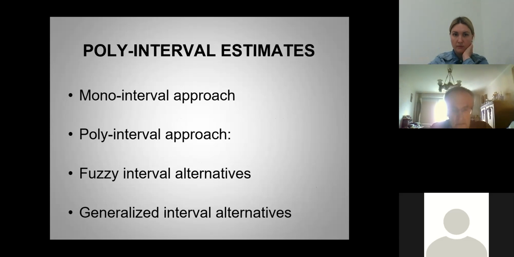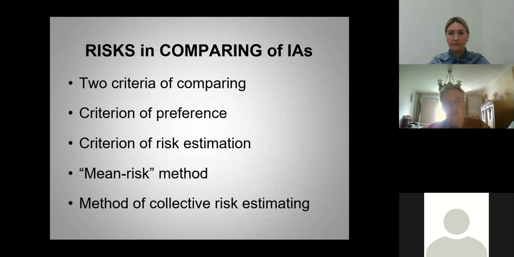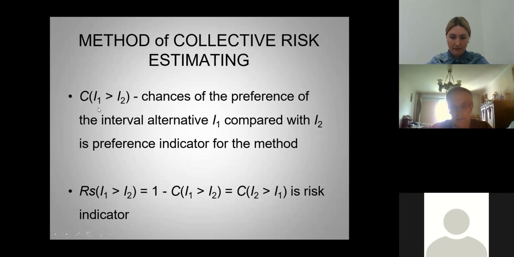It means that you take into account on equal basis two criteria of comparing, criteria of preference and risk. And we distinguish two types of risk. Risk as a possibility of losses and the risk as danger of making wrong decision. Two types of risk, two methods of comparing. Now we will discuss method of collective risk estimating. Here is the preference indicator, here is risk indicator.